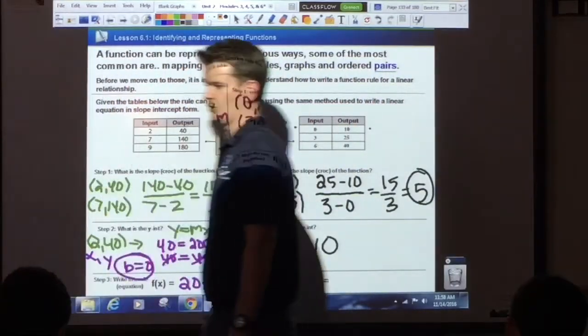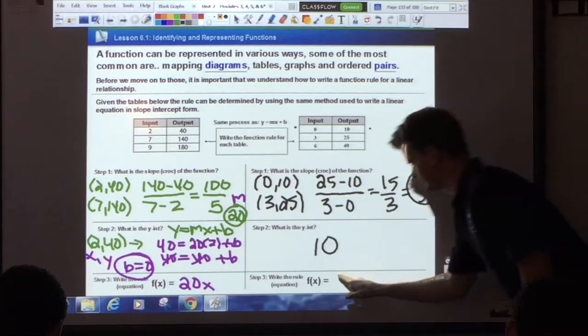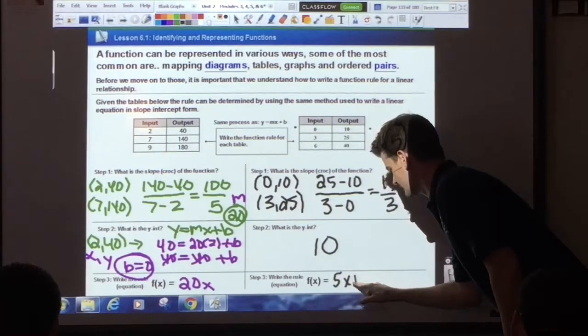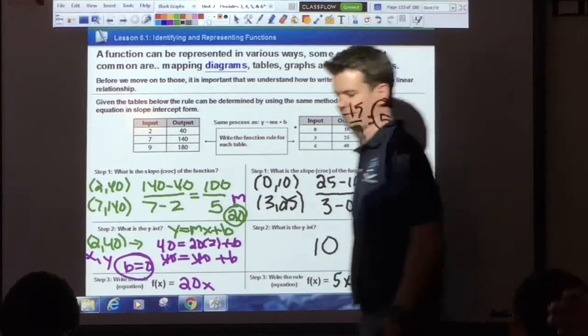Manuel, what is going to be the function rule here? F of x equals 5x plus 10. Perfect. F of x is equal to 5x plus 10. That's about as hard as the math gets here. Everything else is visual and just trying to understand the concept of what a function is.